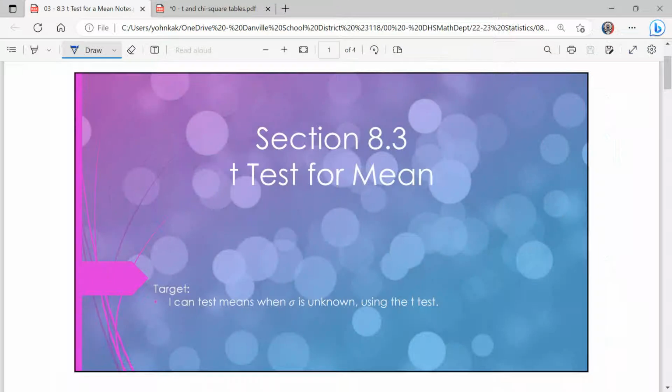Hey kids, welcome to section 8.3, t-test for mean. Today we're going to learn how to do a hypothesis test for means when sigma is unknown using the t-test.